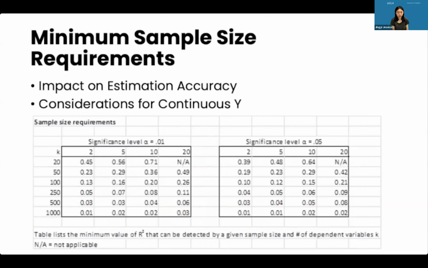Here I'm showing a table which summarizes the minimum sample size and value of R squared that is necessary for a significant fit for the regression model, here with a power of at least 0.8, based on the given number of independent variables and value of alpha.